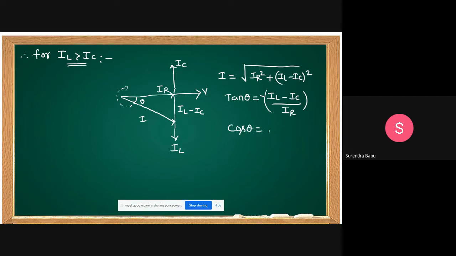Then what is the cos theta? Cos theta equals IR by I, adjacent by hypotenuse. Tan is opposite by adjacent, opposite IL minus IC. This is which triangle? The current triangle. Yes, friends, this is the current triangle for IL greater than IC.